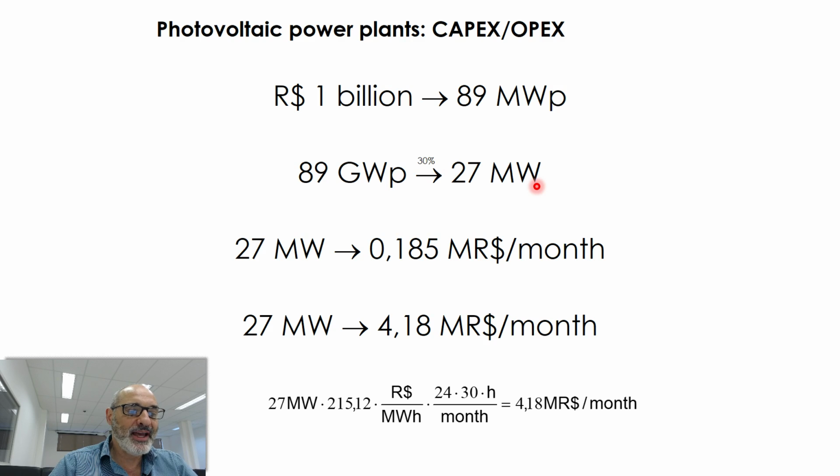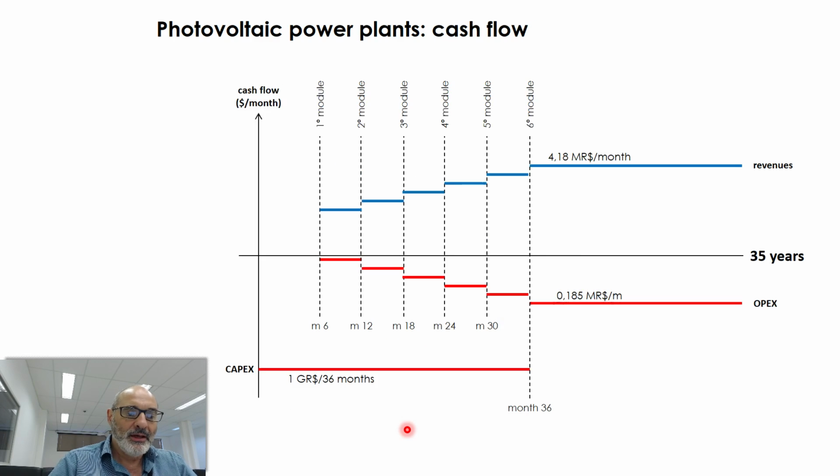So moving further, 27 megawatts average will represent this monthly cost and this monthly revenue. The calculations are the same. So now we are ready to start building our cash flow. We expend 1 billion reais in 36 months. It takes more time to implement a photovoltaic power plant, but we can slice it in more modules. I chose to slice it in 6 modules, hoping that this could compensate for the longer time to implement the power plant.